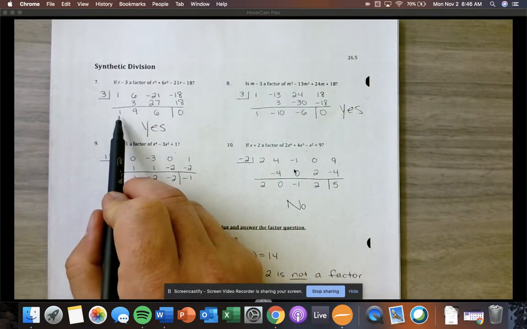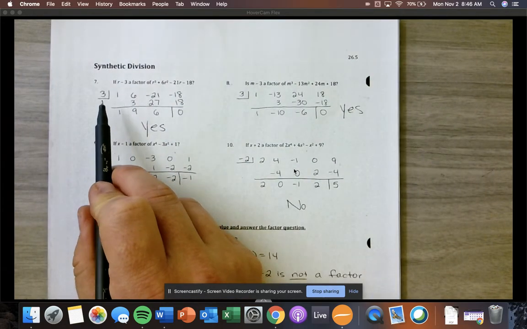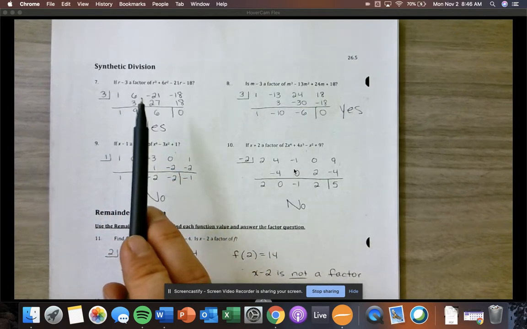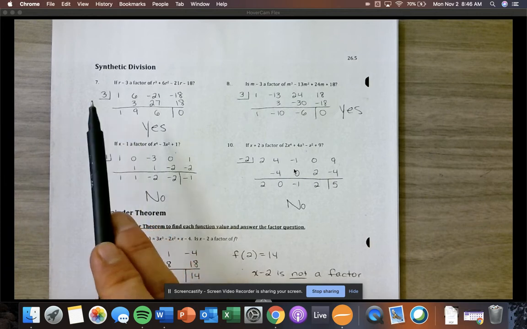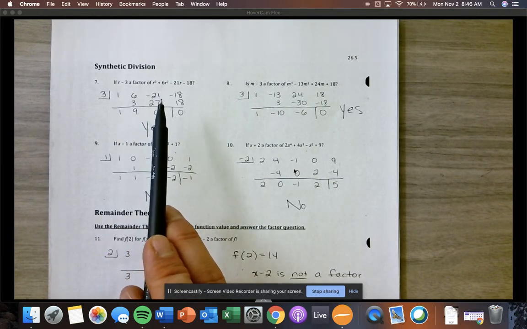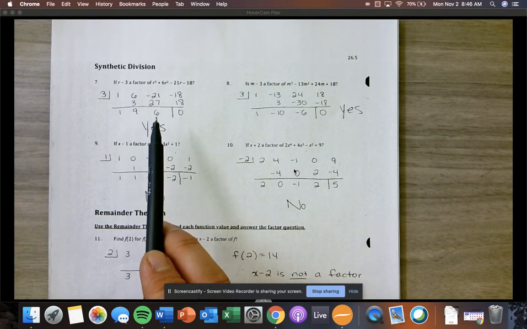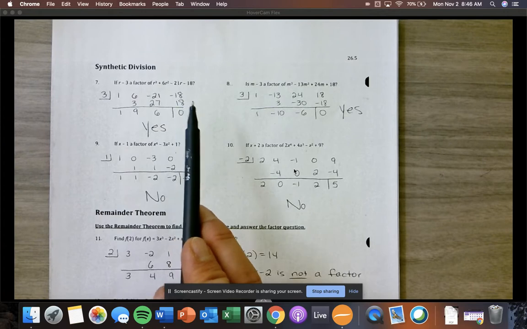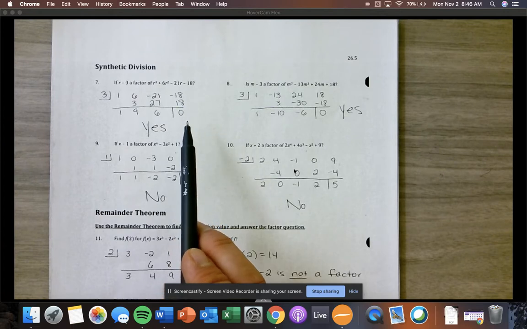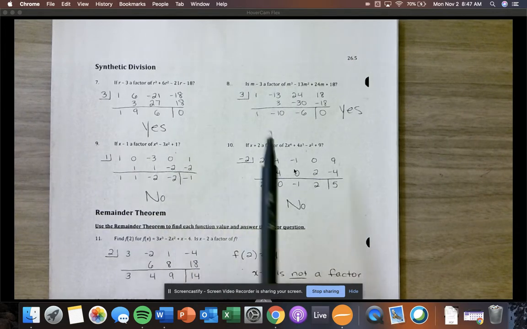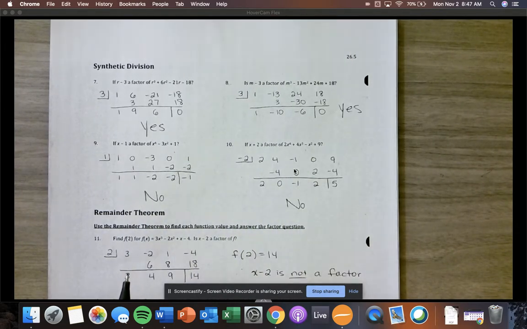We bring down the 1, then we multiply 3 times 1, we get 3. Then we add 6 plus 3 is 9. Then we go again, 3 times 9 is positive 27. Negative 21 plus 27 gives us positive 6. 3 times 6 is 18. Negative 18 plus 18 is 0. So yes, it is a factor. Right, it's the same thing in number 8. You can take a look at that if you want.